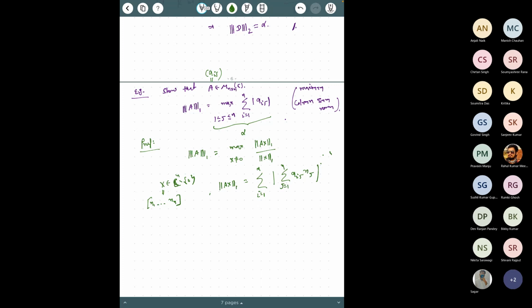So this is Ax. When i equals 1, this is the first entry. When i equals 2, this would be the second. So you just take the summation of the modulus of all these entries of Ax. But then you can take this modulus inside, because of the triangle inequality. We lose the equality and it becomes an inequality. So I'll take this modulus inside, and it becomes this.